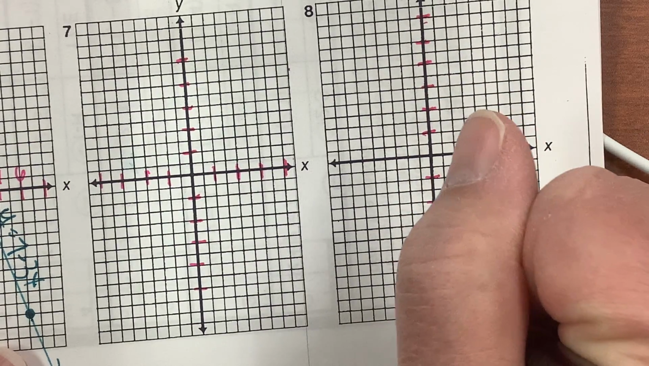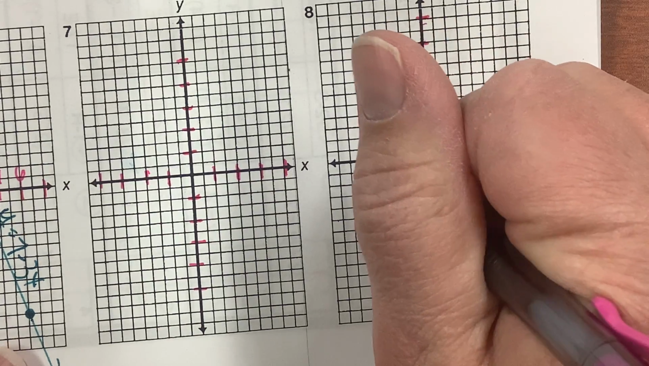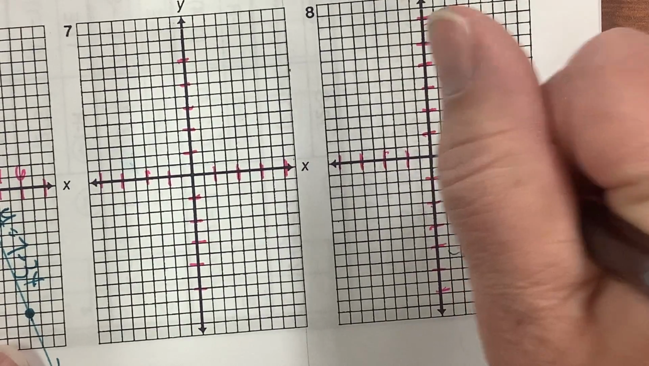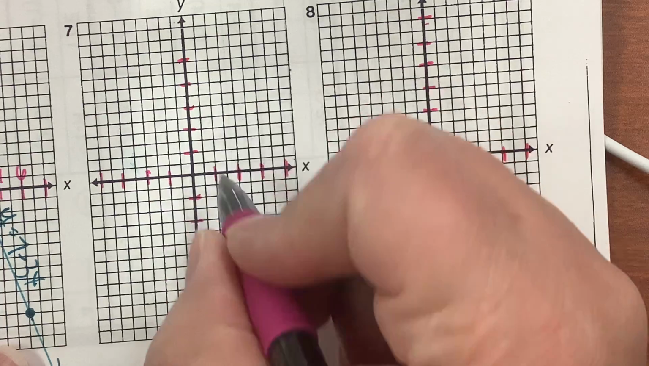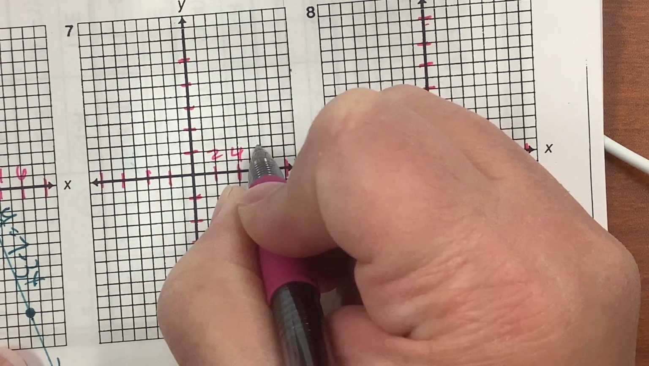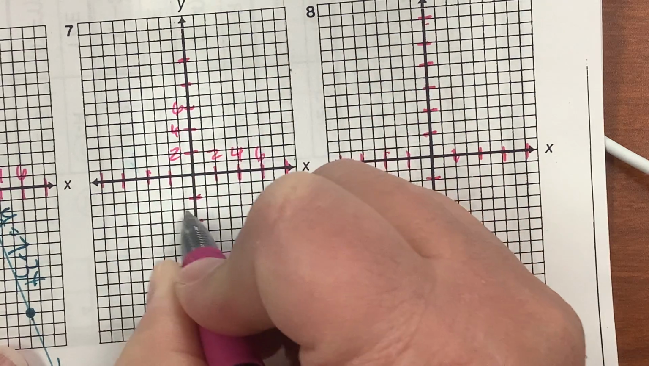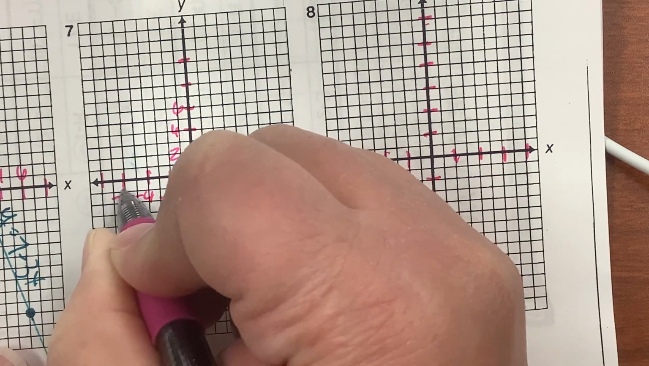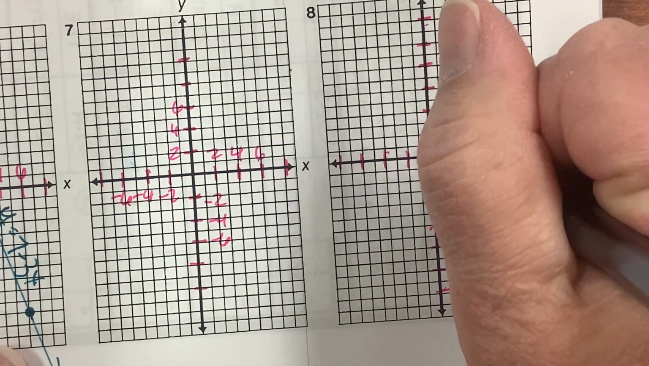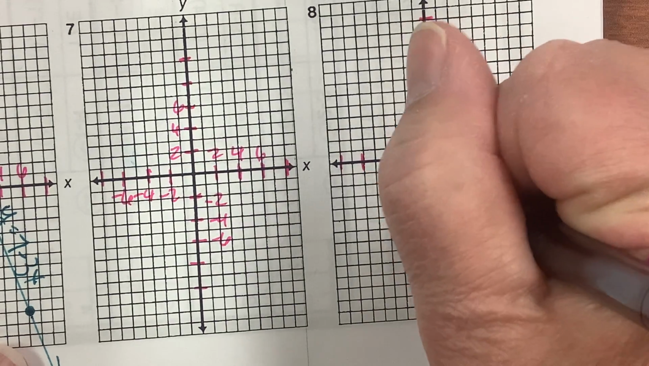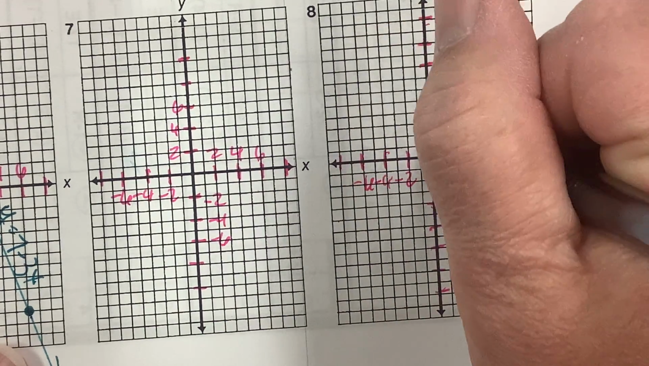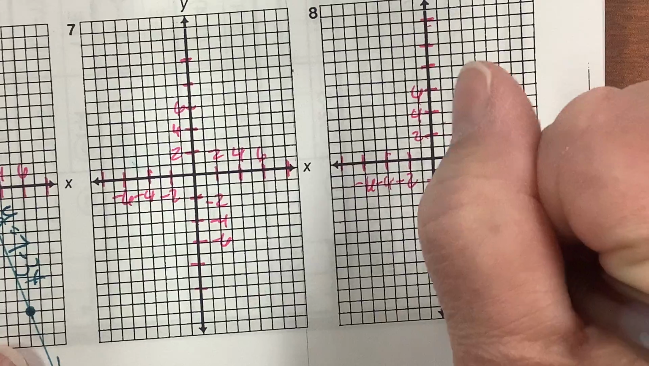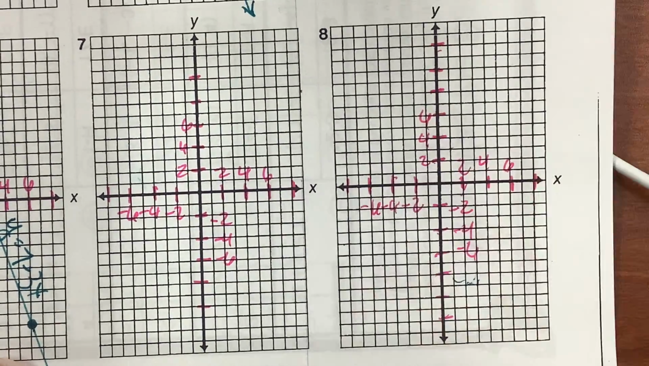I usually don't even label everything that I mark, which is fine as long as you label some so that the person grading your paper knows that you know what you're doing. Because you gotta look like you know what you're doing here. So let's see, 2, 4, 6, negative 2, negative 4, negative 6, and going up, 2, 4, 6, negative 2, negative 4, negative 6. Okay, that was a lot of not much work there.